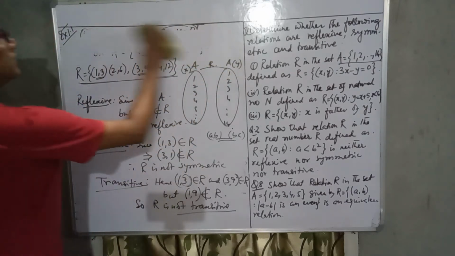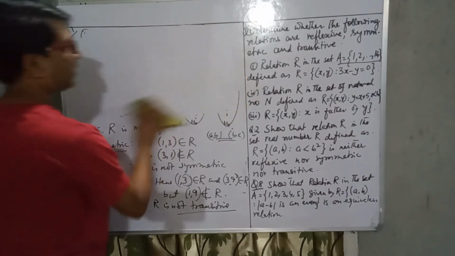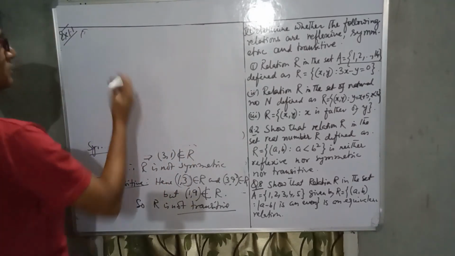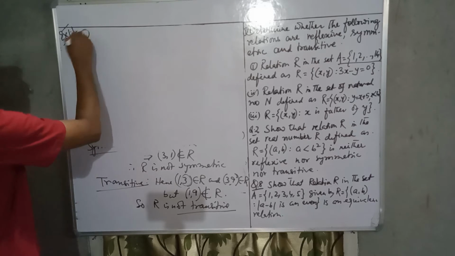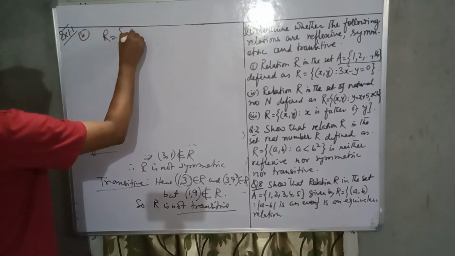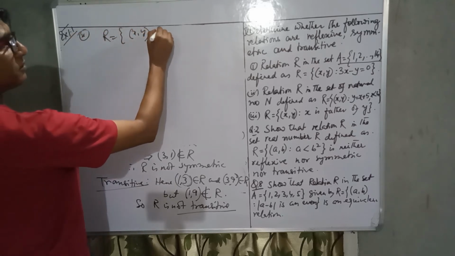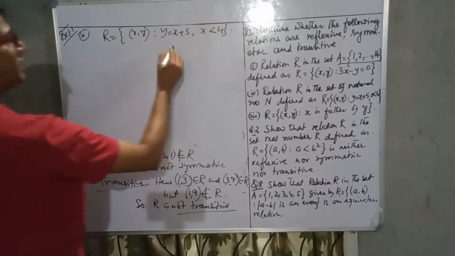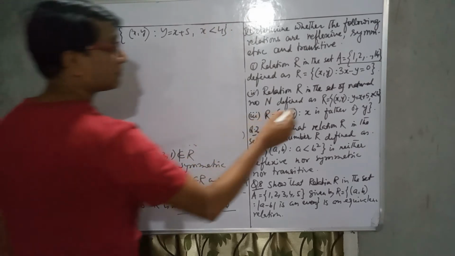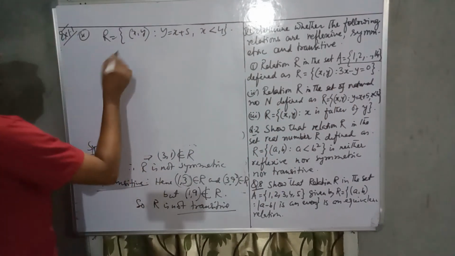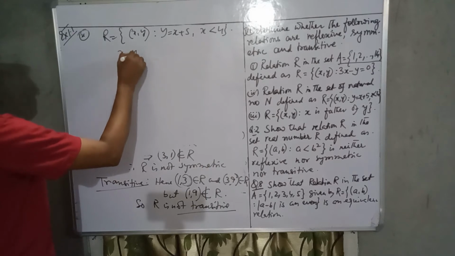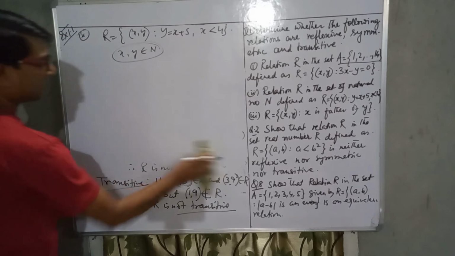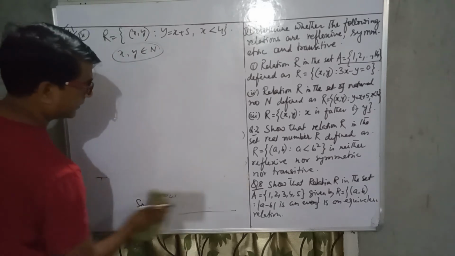See the next one. Number 2, what is given? The relation R is equal to {(x, y)} such that y is equal to x plus 5, x is less than 4, and x, y belong to N. The relation is on natural numbers, that is, x, y should belong to N. So in the same way, if we see the diagram, what will we get? See.